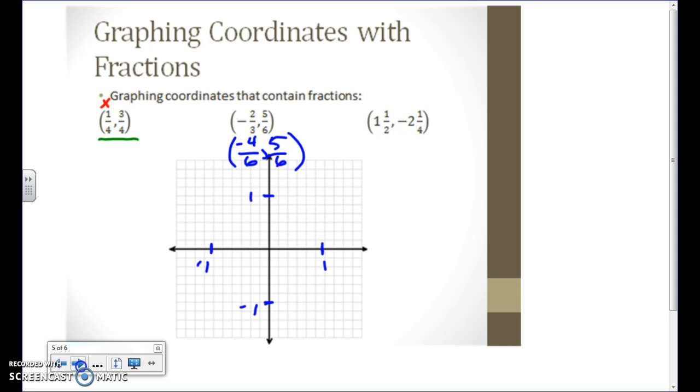It represents a sixth. So if I want to go in the x direction first, -4/6, I would go 1, 2, 3, 4 back, and 5/6 in the positive direction, up 5. That is the position of the blue coordinate right here, up in space. So we're just really changing the scale of the graph.